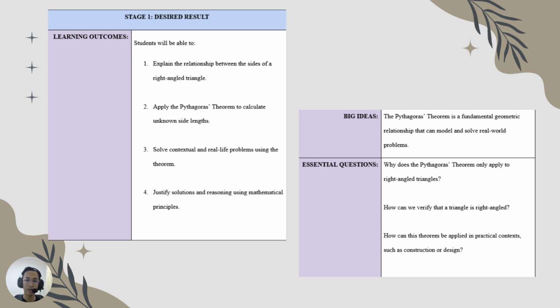The big idea here is that the Pythagoras theorem is a fundamental geometric relationship that can be used in real world problems. And the essential questions that we should be asking ourselves are: why does the Pythagoras theorem only apply to right angle triangles? How can we verify it? And how can this theorem be applied in practical context?